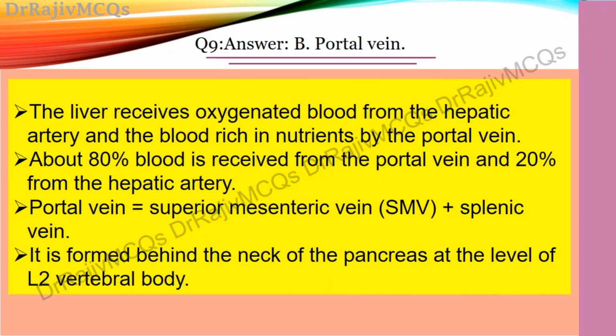The correct answer in question number 9 is option B. The liver receives blood supply from two sources. The oxygenated blood is supplied by the hepatic artery and the blood rich in nutrients is supplied by the portal vein. About 80% blood is received from the portal vein and 20% from the hepatic artery. The portal vein is formed by the joining of the superior mesenteric vein and the splenic vein behind the neck of the pancreas at the level of L2 vertebral body.